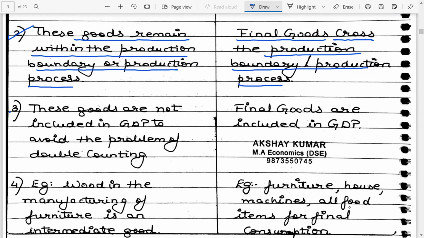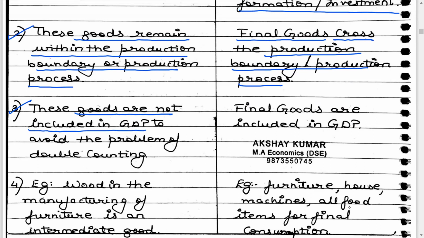Third difference: intermediate goods are not included in GDP. GDP stands for gross domestic product. Now we will be doing this later also, but students should know that GDP is the market value of the final goods and services produced within the domestic territory of a country in a given accounting year.